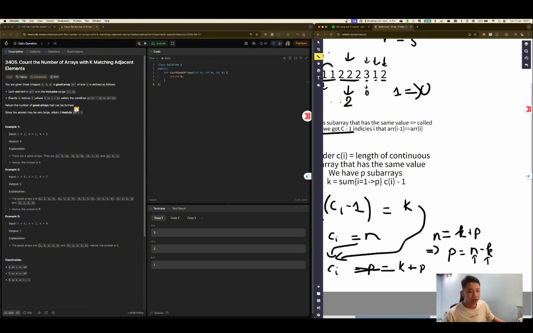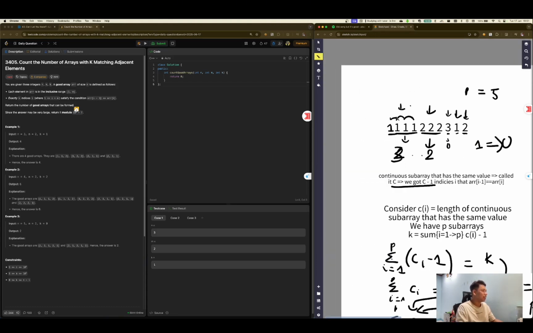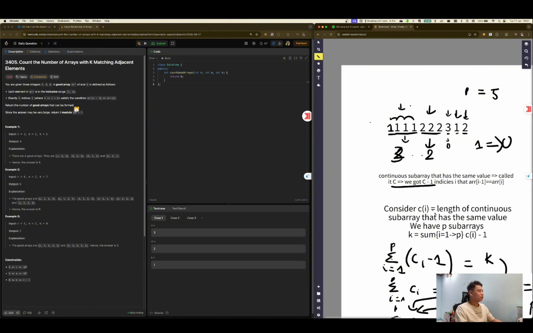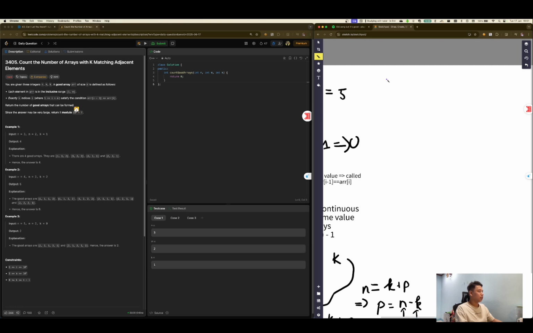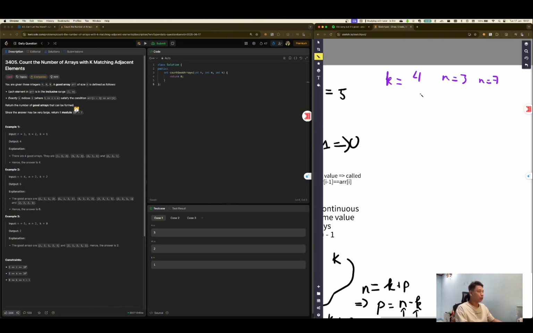So we always need to find a way to divide into n minus k. Okay, let's take an example using this array, for example 1 to 5. We got k is 4, and m can be 3, and n maybe 7. We can calculate p as n minus k, that is 3, right?